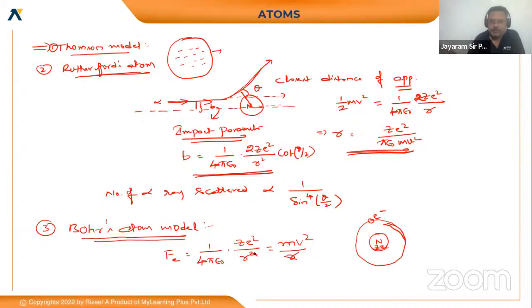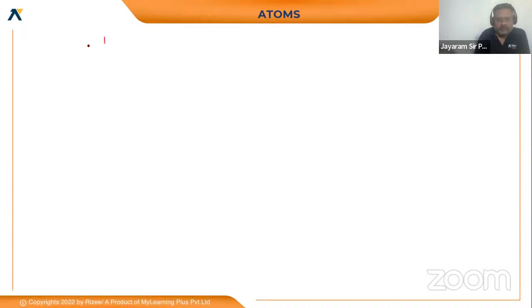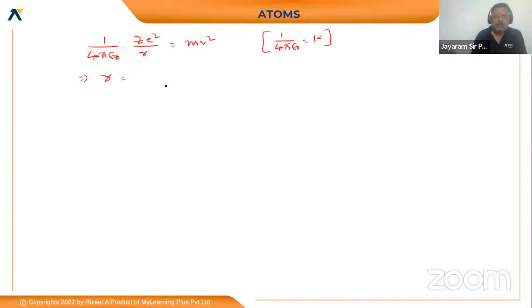Now on solving this, you are left with 1 by 4 pi epsilon naught into Z e square by r is equal to mv square. From this, the radius r is equal to, if I write 1 by 4 pi epsilon naught as k, so r is equal to k into Z e square by mv square.